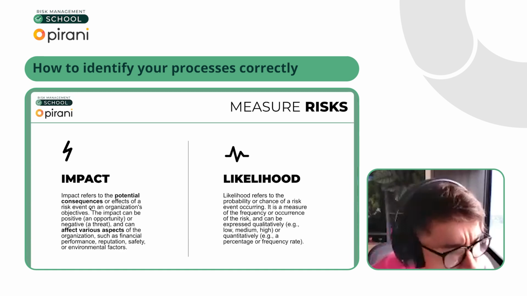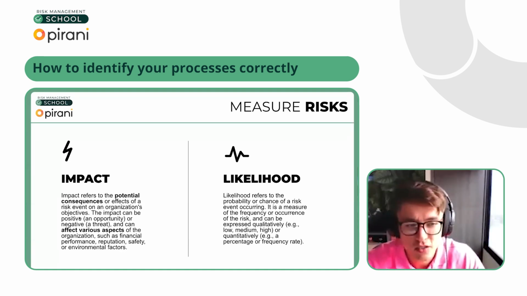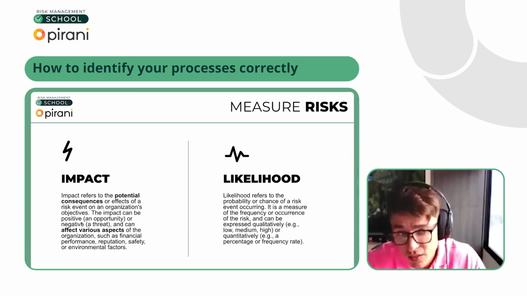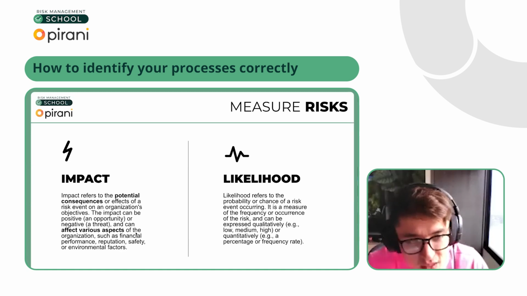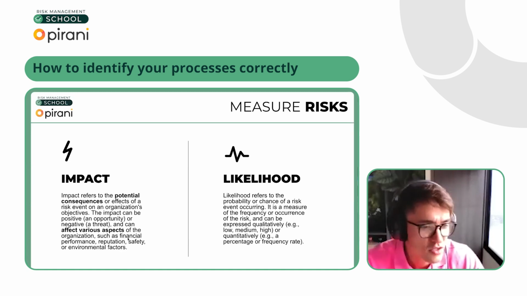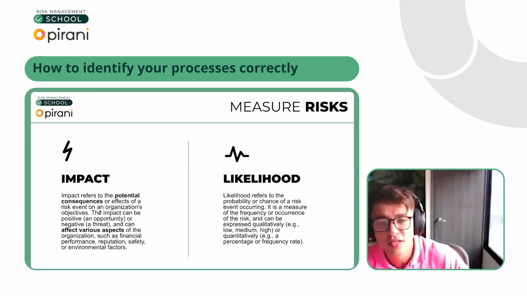The impact refers to the potential consequences or effects of a risk event on our organization's objectives. Remember the definition of ISO 31000. The impact can be positive, an opportunity, or negative, a threat, and can affect various aspects of the organization, such as financial performance, reputation, safety, or environmental factors. We're going to see a specific example of this.